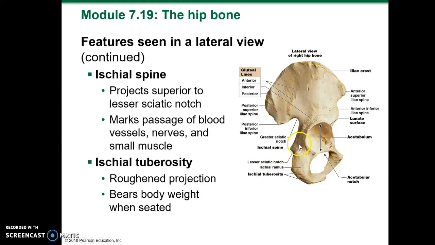The ischial spine projects superior to the lesser sciatic notch. This is a passageway of blood vessels, nerves, and small muscle. And the ischial tuberosity, which is a roughened projection, bears your body weight when you are seated, so that's basically what you consider your butt bone.